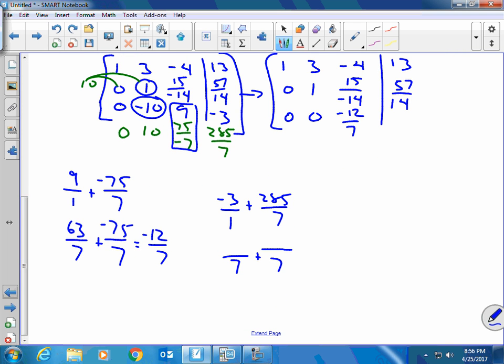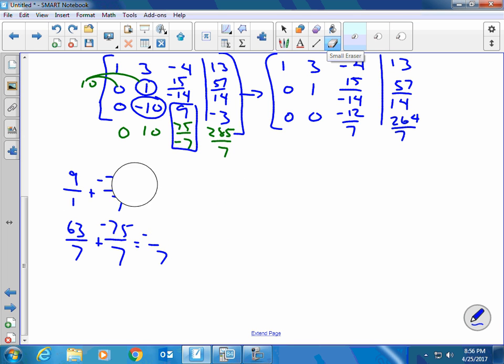This one already is a 7. Nope. This needs to be multiplied by 7, so it's a negative 21. And I get 264 over 7. Whoa. Okay. Next step. Get rid of all this mess so I can recopy some stuff down.